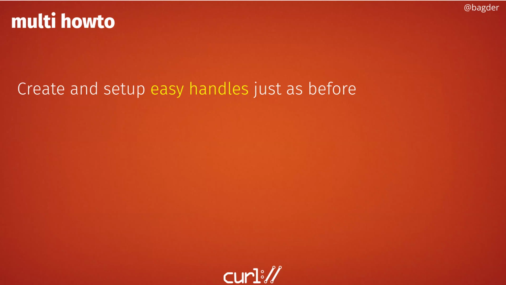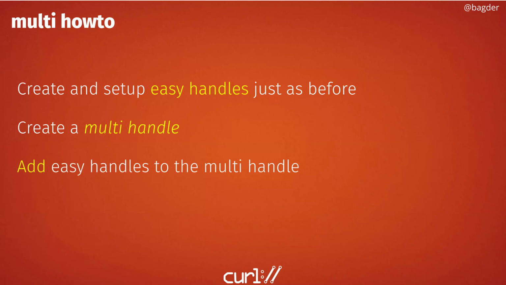You can do 2, 3, 4, 5, 100 easy handles because you want to do them all in parallel. And then you create one multi-handle. The multi-handle is the home of all the easy handles. So you then add easy handles to the multi. Here's a multi-handle. The multi-handle will take care of your transfer for you. Add all the transfers to it that you want to do. Add them, 1, 1, 1, 1, 1.